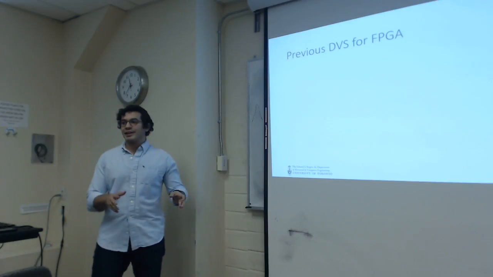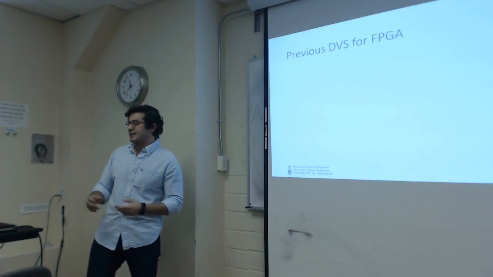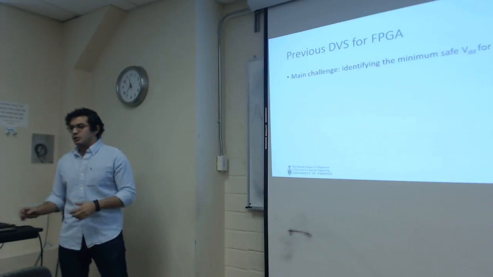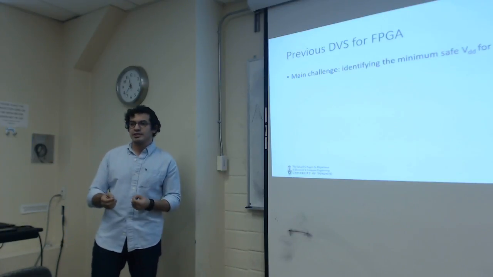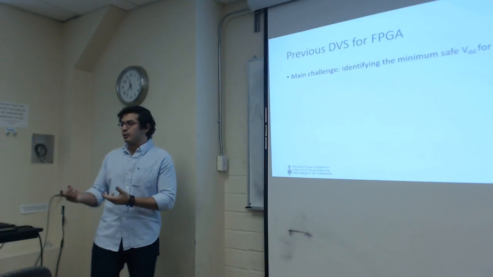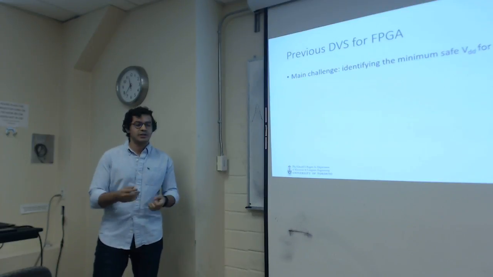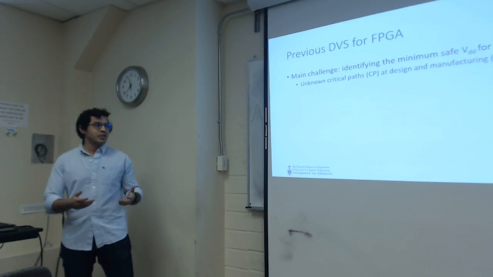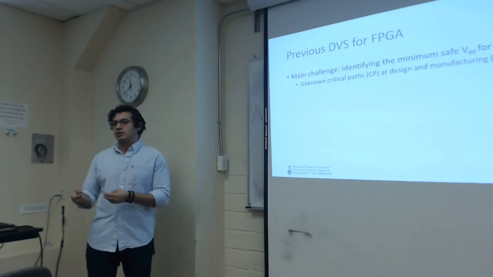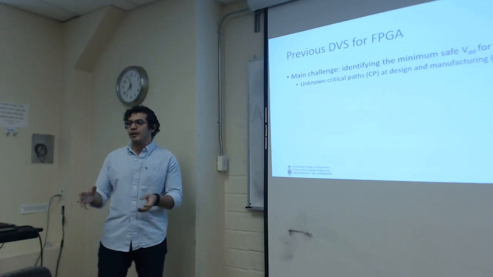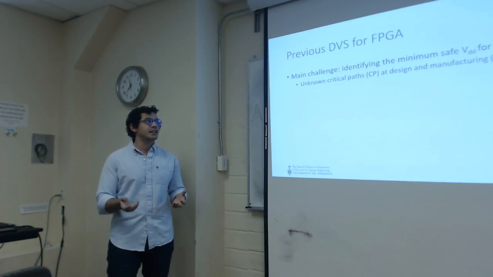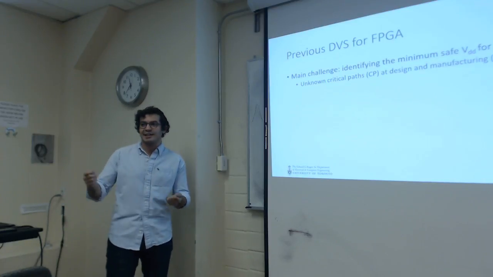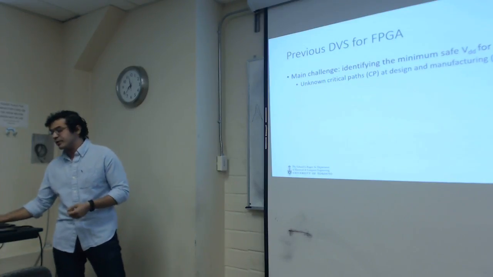Okay, so now that we know the gains that we could get from DVS, let's see what the challenges are. One of the main challenges of any DVS solution is how do you find the minimum safe voltage for each frequency? For FPGAs, this is specifically more challenging because at the design and manufacturing time of an FPGA, you don't really know what the critical path is, unlike CPUs where you know exactly what your critical paths are.